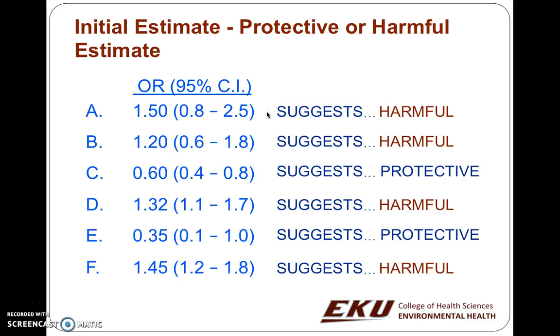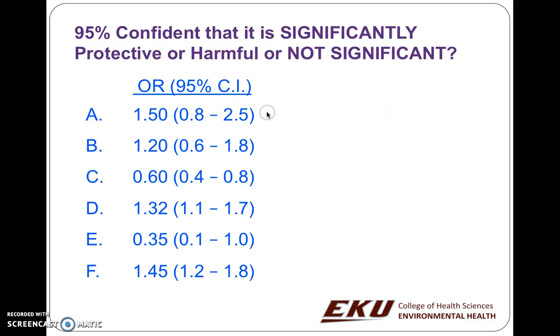But that's not enough. Those would just be our 2x2 tables. We need to take into consideration sample size and all these other things to determine whether or not we're 95% confident if something is harmful or protective. We want to be confident in our statements and our decisions. So something that has an odds ratio of 1.50 initially seems to be harmful, but when we look at the confidence interval, it ranges from 0.8 to 2.5. That is protective, that is harmful. 1 is included in this confidence interval.